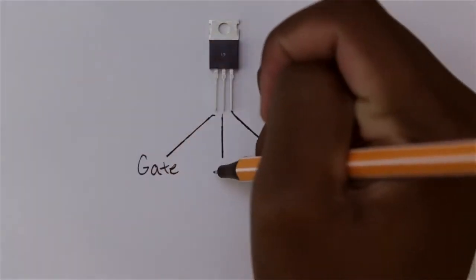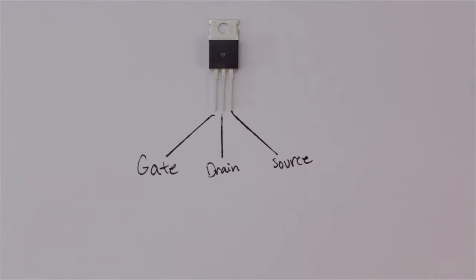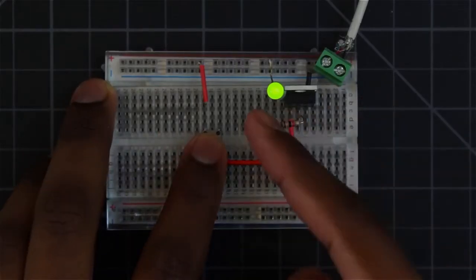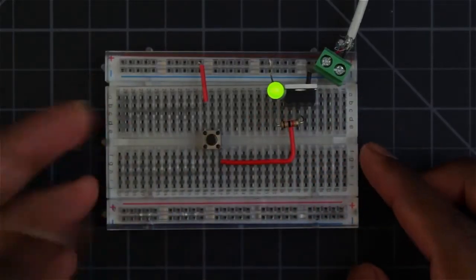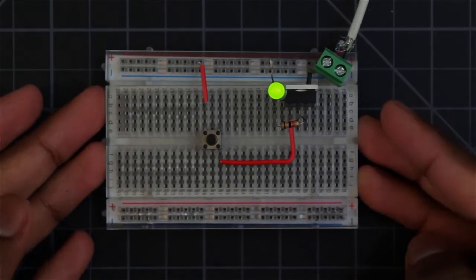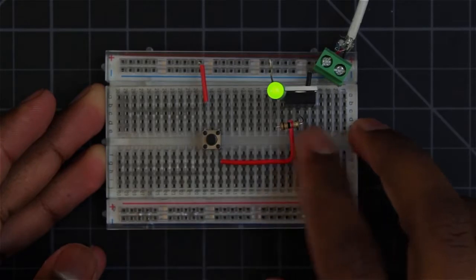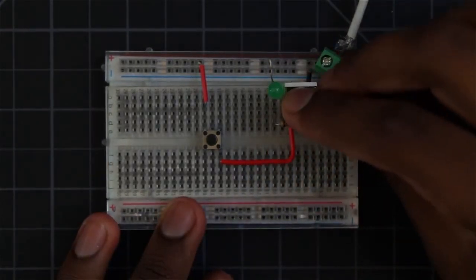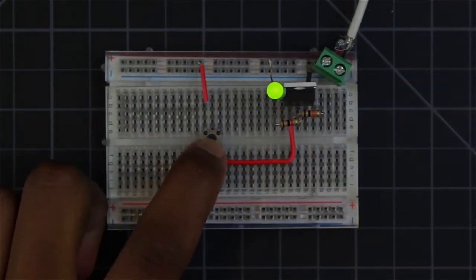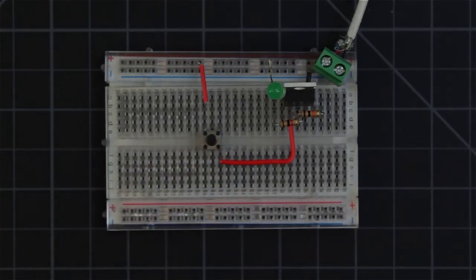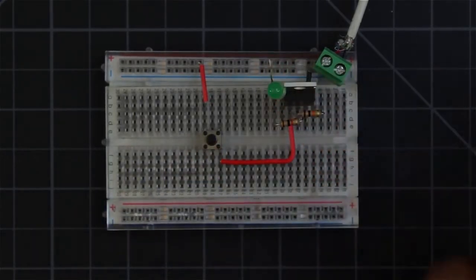The pinout of the MOSFET is gate, drain, and then source. If we build the circuit, we can see that the LED is on, however, no matter what I press at the gate. This is because the gate isn't grounded, so we need to add a pull-down resistor of about 10 kilo ohms to the gate. Now that we have added that, we can see that we have complete control over the MOSFET. When I press this button, the LED turns on, and when I let go of the button, the LED immediately turns off.